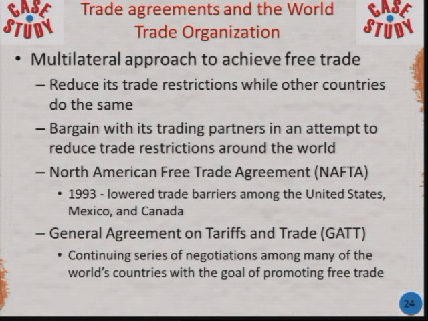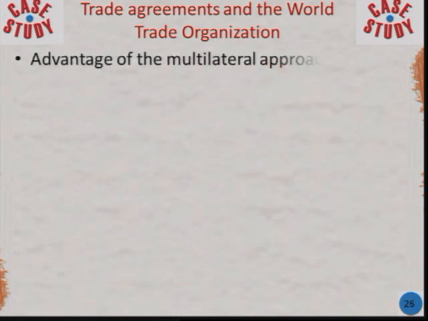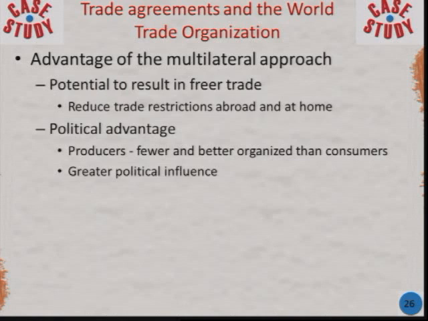And we have some examples of such agreements. So NAFTA, GATT, and there's some advantages to working with other countries in terms of organization, just to reduce trade restrictions in all of these countries.